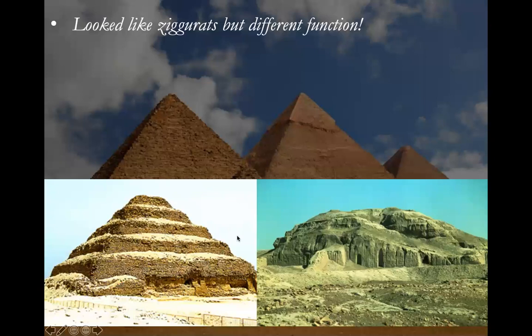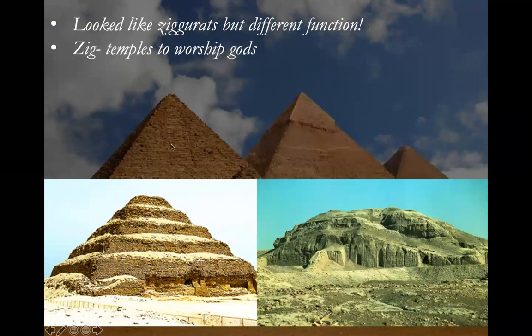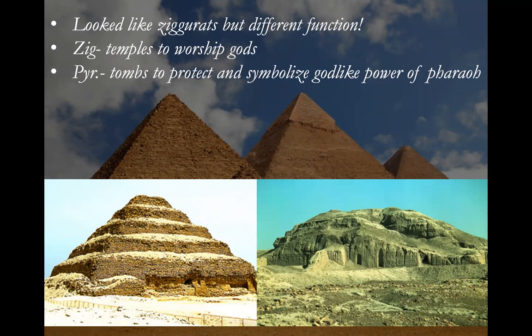All right, so the stepped pyramid for sure really looks close to a ziggurat, but it's very different in its function. So the ziggurats were temples built to worship a god that only the priests could go into. So people couldn't really, same for our pyramids, people really couldn't go into the pyramids, but it was not built to worship a god. It was built to protect and symbolize the godlike power of the pharaoh.